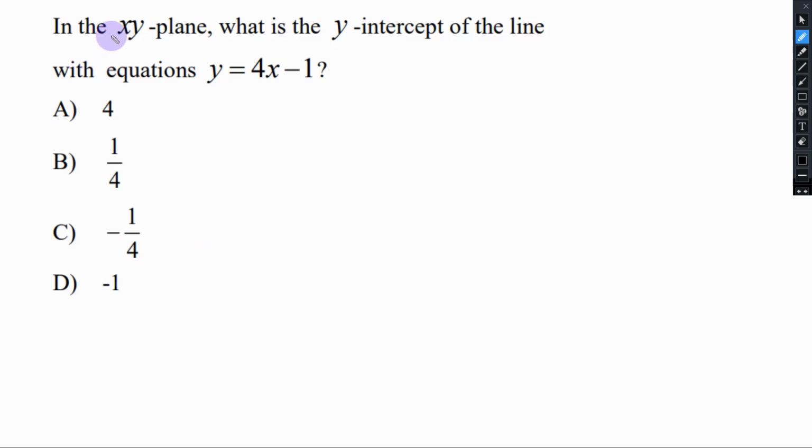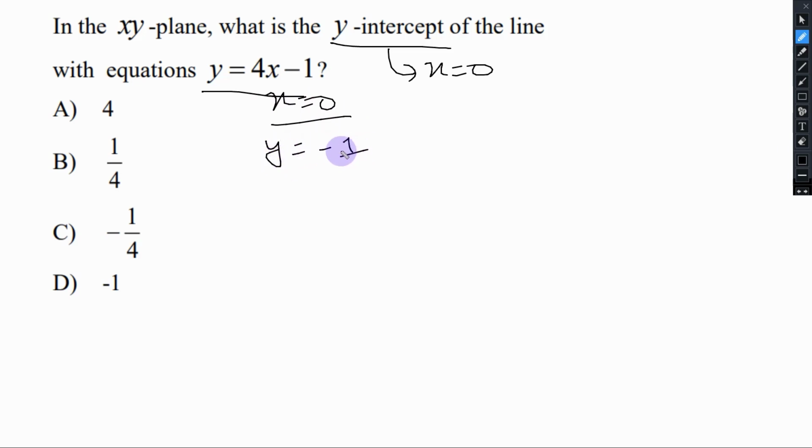Hello, what's going on? So here it is saying, in the xy plane, what is the y-intercept of the line with equation y equals 4x minus 1? So if it says y-intercept, then x will be 0. So if you put x equals 0 in here, then y will be negative 1. So our answer is D.